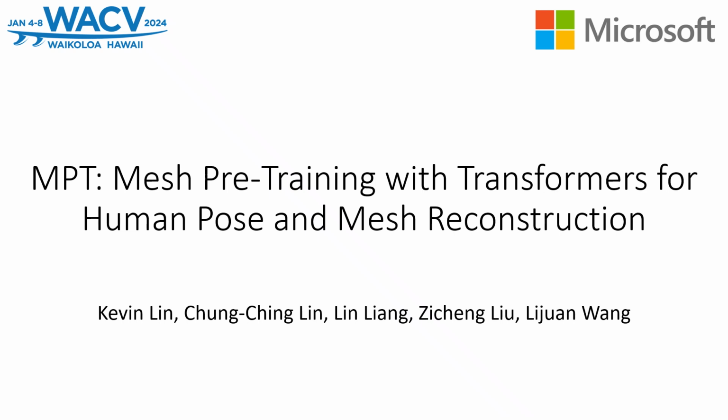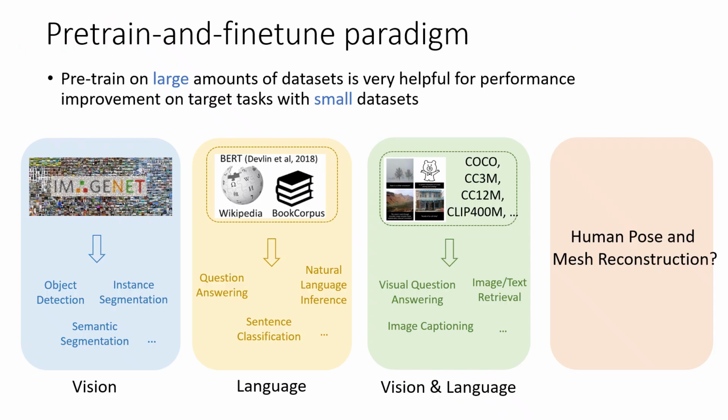In this paper, we introduce mesh pre-training with transformers for human pose and mesh reconstruction. Pre-training on a large dataset is very helpful for performance improvement on a target task with small datasets. This has been very successful in various domains, including computer vision, natural language processing, and vision and language. Inspired by this success, people are interested in applying a similar approach to the human pose and mesh reconstruction task.